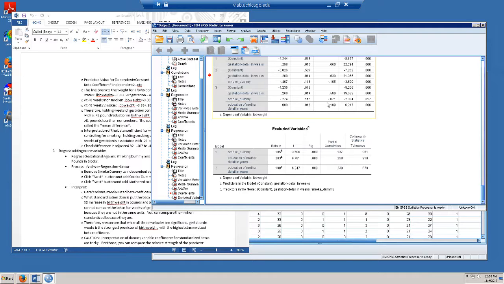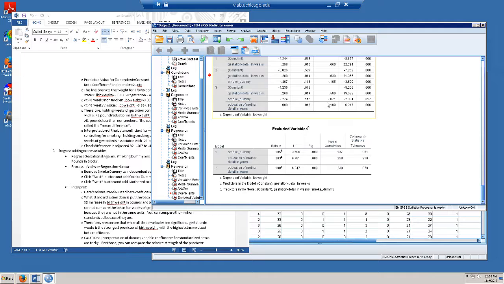Okay. So we can still use that number to compare it? Yes. You can use it as a comparison, but you can't use it to say anything about the birth weight of smokers and non-smokers. You can use it to say something about how well it predicts birth weight compared to your other variables. But if you want to say something about the birth weight of smokers and non-smokers, you have to use the unstandardized.